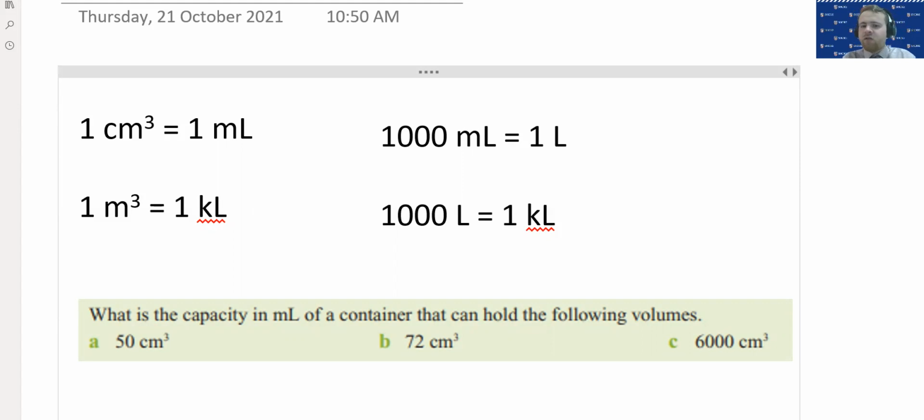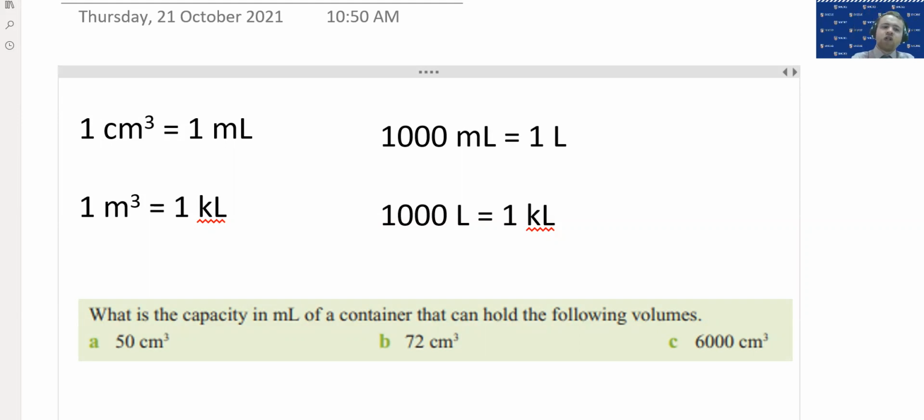So we need to be able to convert between those two. Think about whether you need to multiply or divide by 1,000 to get to the different things. Remember, if you have a bigger unit, you need less of them, so you're going to divide. If you're going to a smaller unit, say from a liter to a milliliter, you're going to need to multiply because you need more milliliters to measure the same amount of liquid.